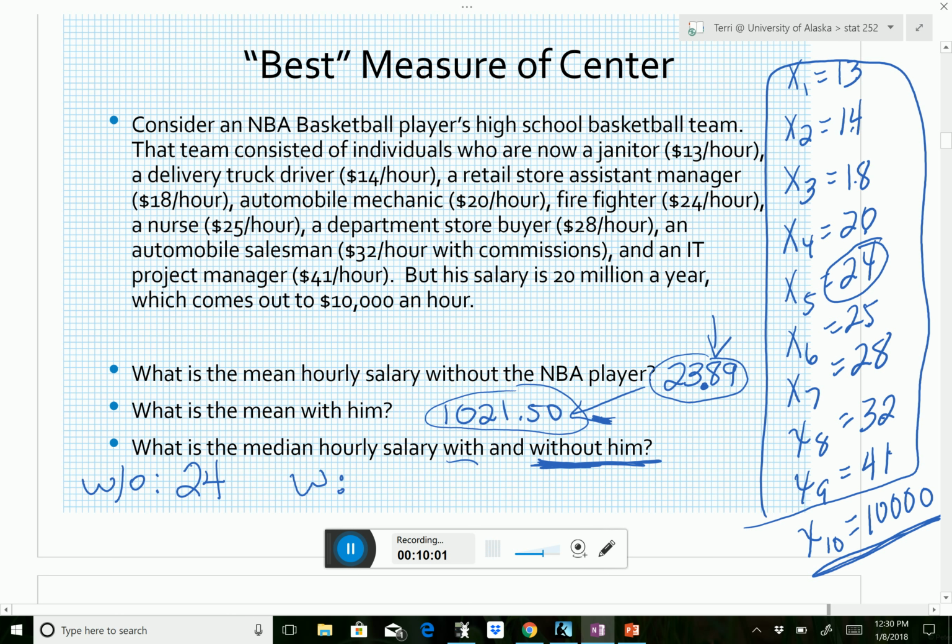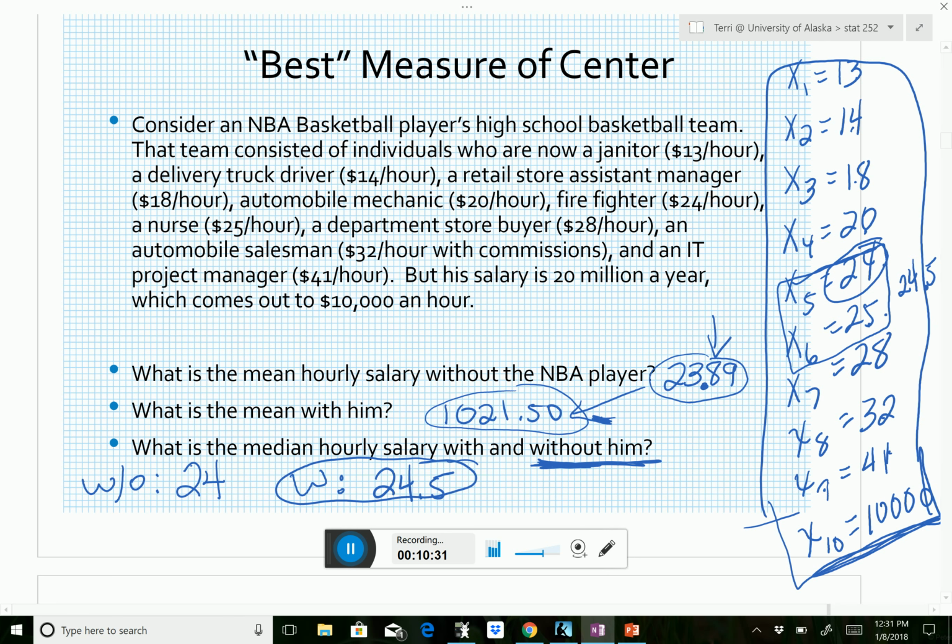But with him, now we have 10 observations. So now we want to look at the 24 and 25, and what's the average of 24 and 25? It's 24.5. So with him, the median salary is $24.50, even with the NBA player.